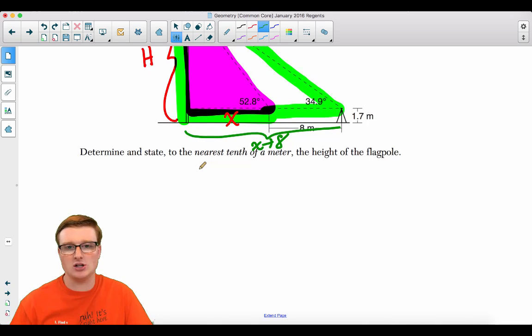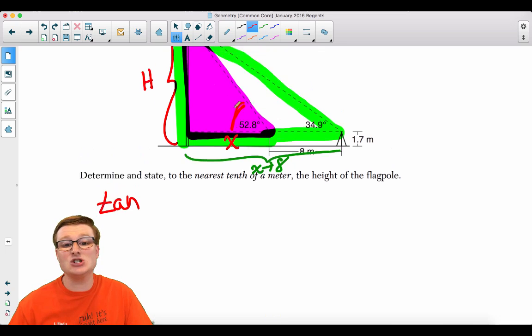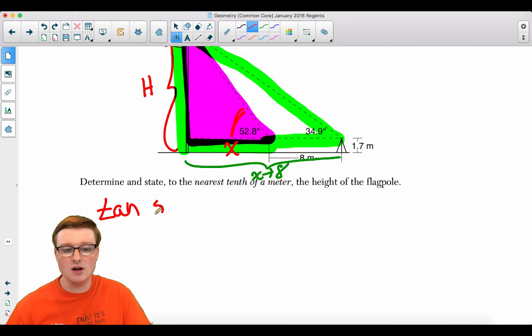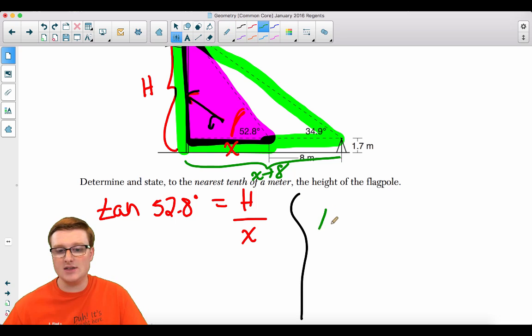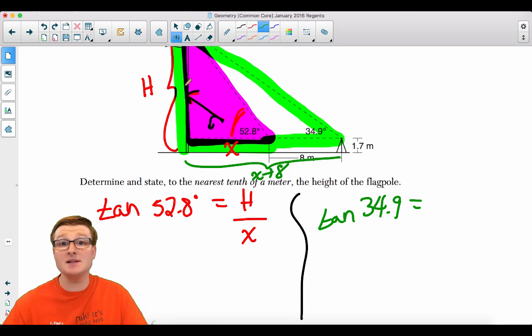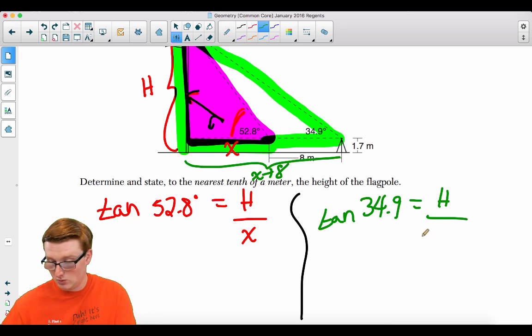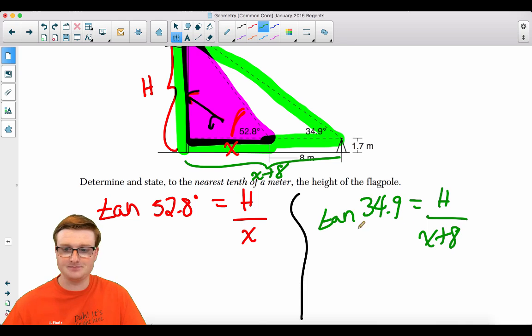This is a double tangency question. So I'm going to say that the tangent of 52.8 degrees, that's the pink triangle, is equal to the opposite side over the adjacent side. So that's big H over little x, okay? Now for the green triangle, the tangent of 34.9 is equal to the opposite, which is again H, over the adjacent, which is equal to x plus 8.